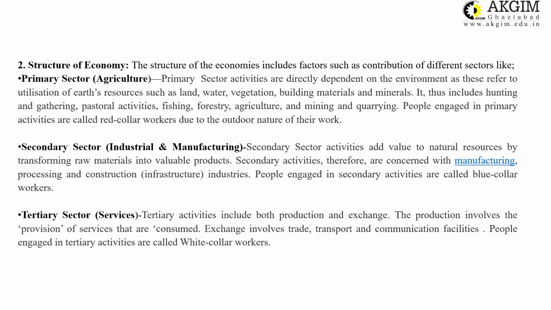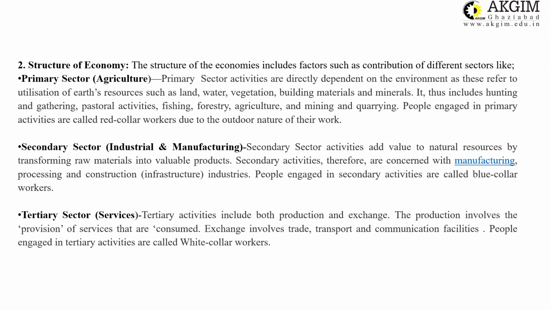The people who are engaged in primary activities include the farmers. They are called red collar workers because the nature of the work is outdoor. So the primary sector is all associated with the use of earth resources, like the cotton plant, which produces cotton, and that cotton can be provided to manufacturing companies so they can prepare the cloth, and further from that cloth the shirts can be prepared. This is how these sectors are associated with each other.